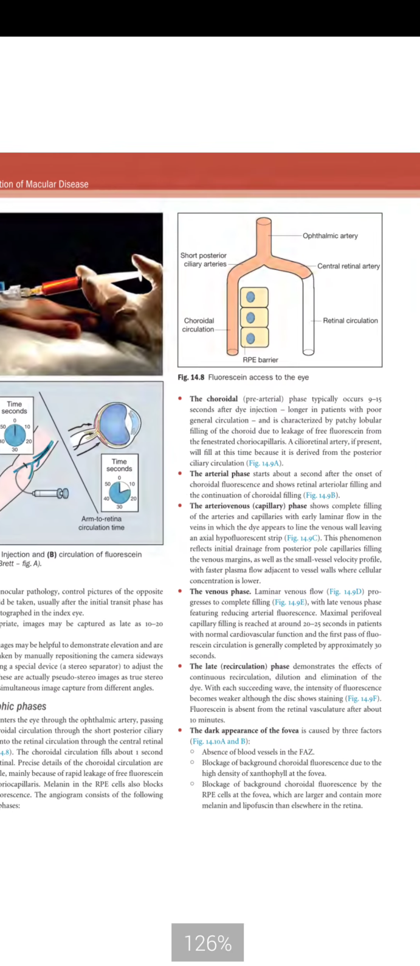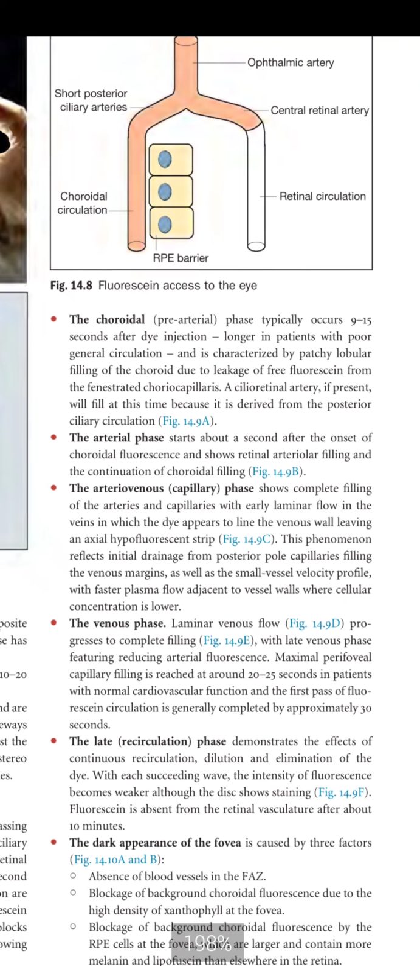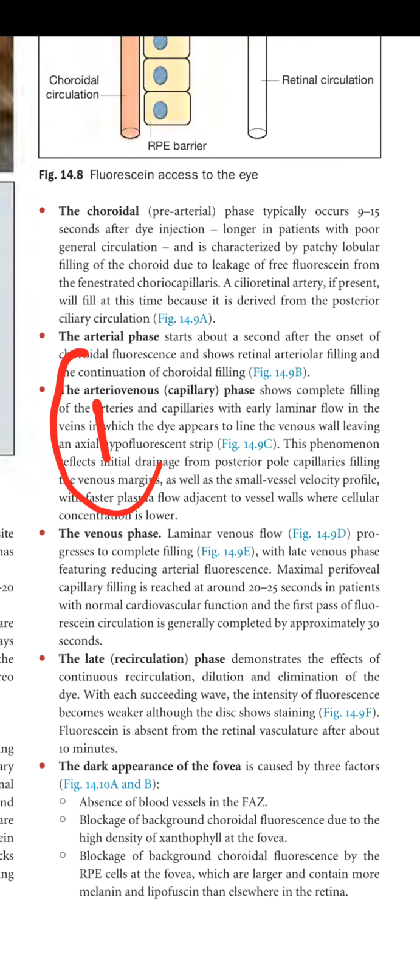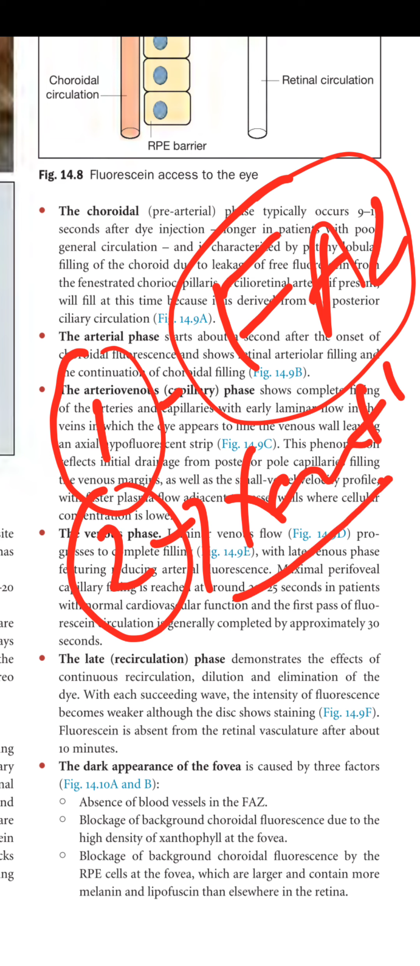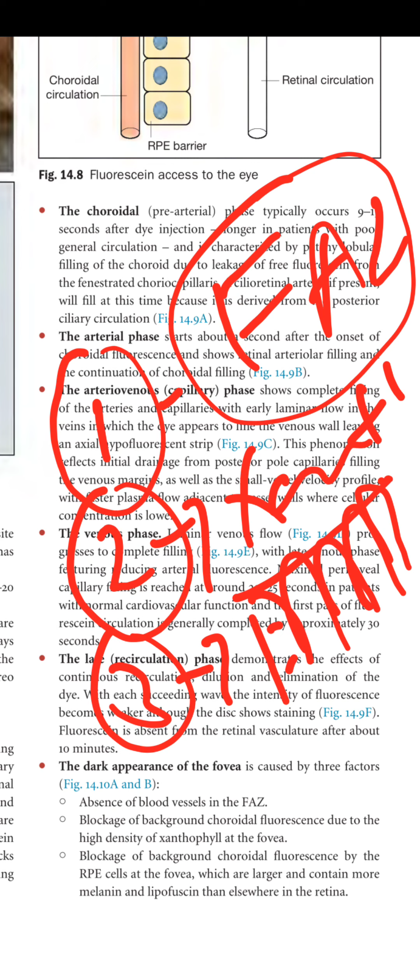So there are three causes for the fovea appearing dark in fluorescein angiography. One is the foveal avascular zone, because the fovea has no vessels, which is why it appears dark. Second, there is a very high xanthophyll pigment at the fovea, which blocks the choroidal fluorescence. And third, the RPE cells at the fovea are larger, taller, and contain abundant melanosomes. That also blocks the background choroidal fluorescence.